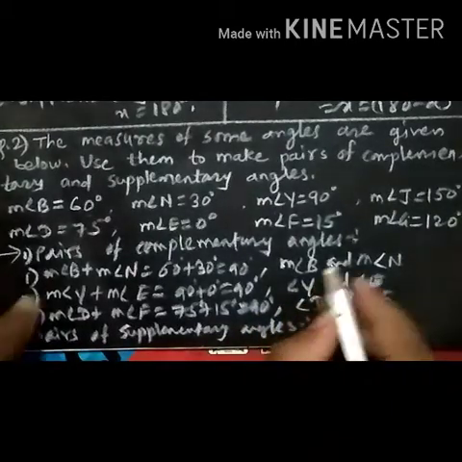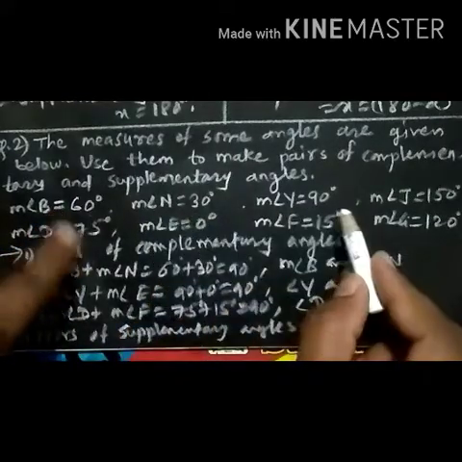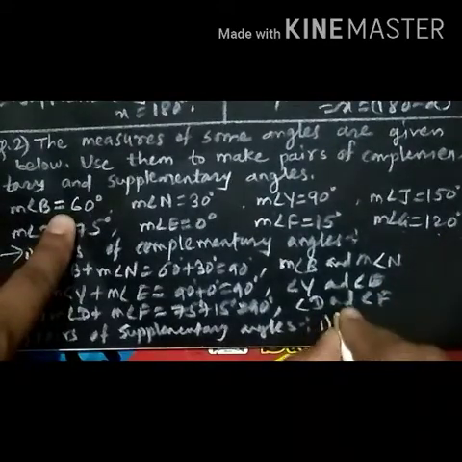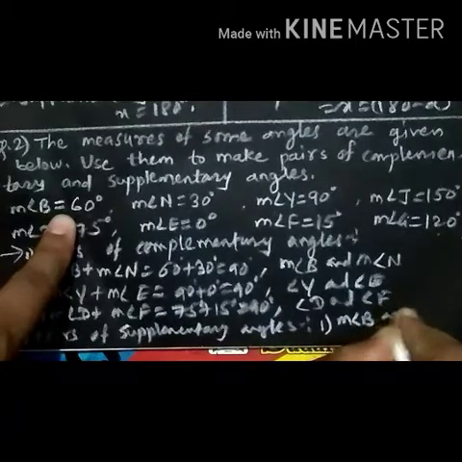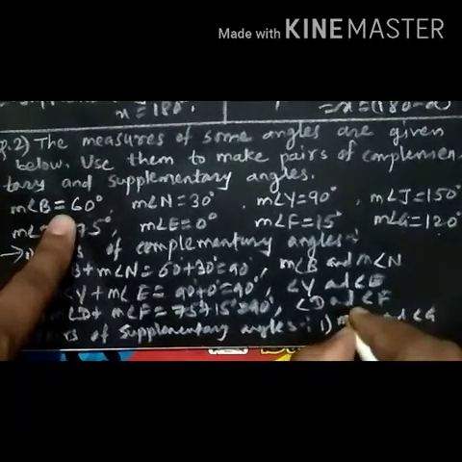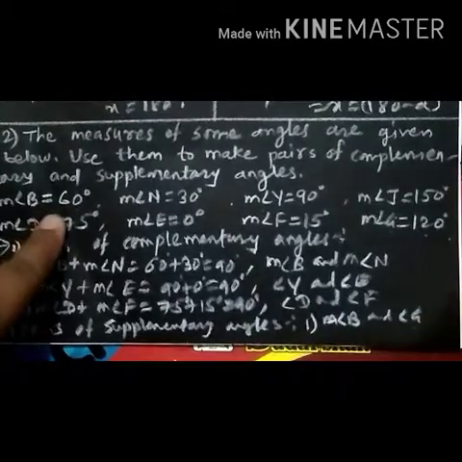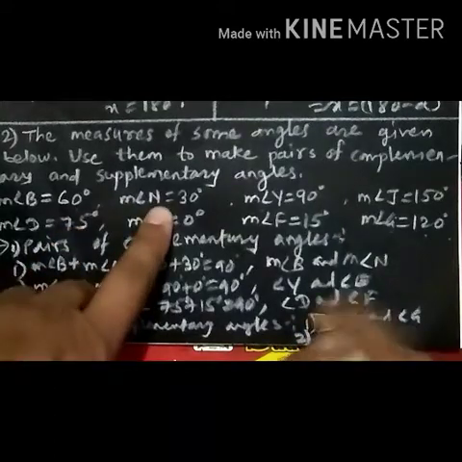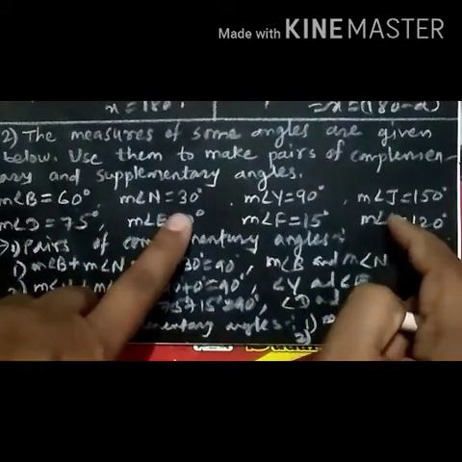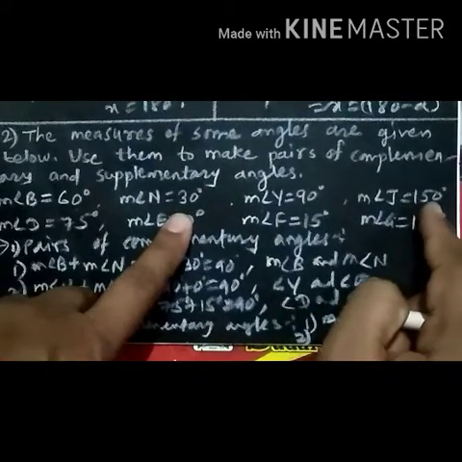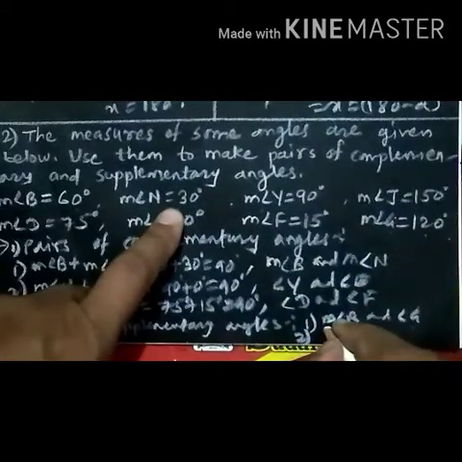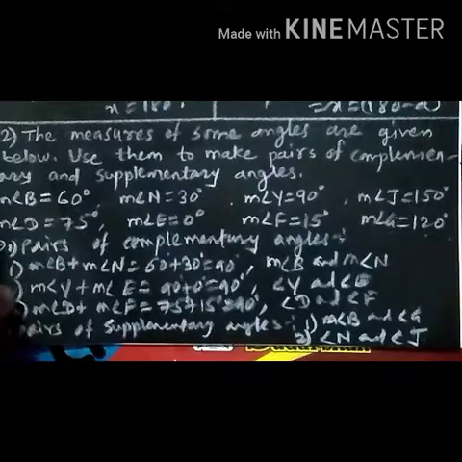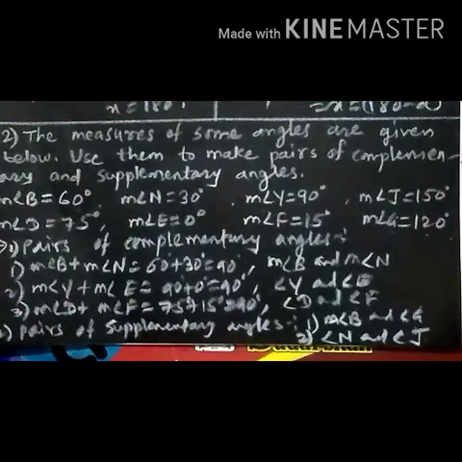That is angle B and angle G, 60 plus 120, that is 180 degree. So first pair, measure of angle B and measure of angle G. So angles B and G, their addition is 180 degree. Now similarly we can find another pair here, angle N and angle J. So measure of angle N is given 30 degree and measure of angle J is given 150. So 150 plus 30, that is 180 degree. So angles N and J, their addition is 180 degree. So these are the pairs of supplementary angles.